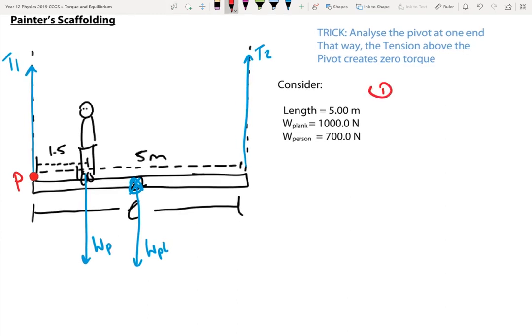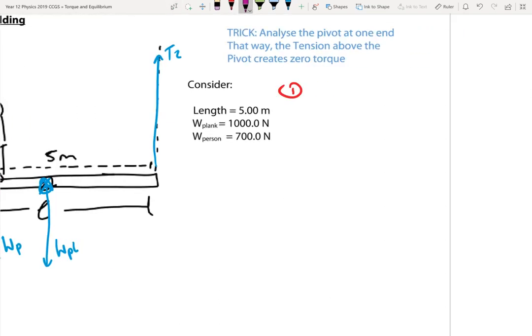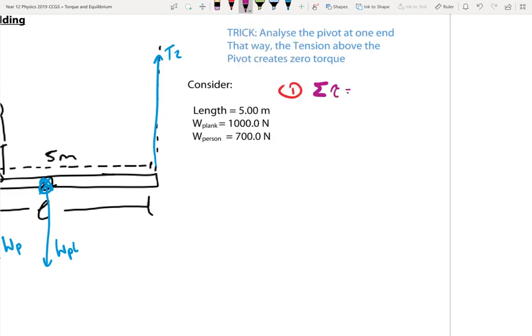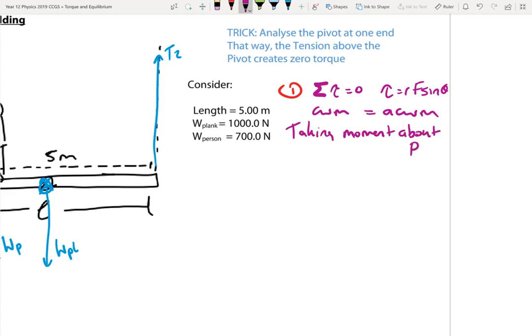So, step 1, let's get it written down over here. We always write the sum of all torque equals 0. Torque equals RF sine theta. Clockwise moment equals anti-clockwise moment. Taking moment about P, or taking torque about P. Okay? Then we get going.